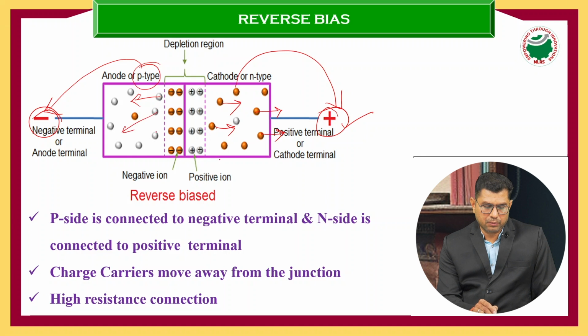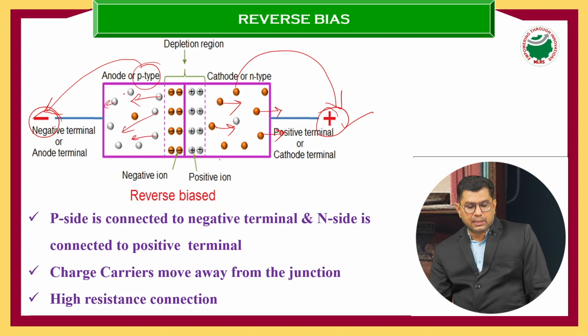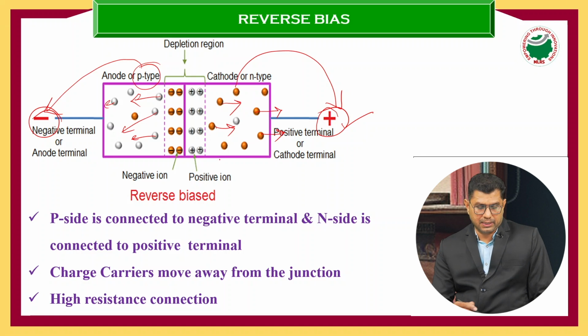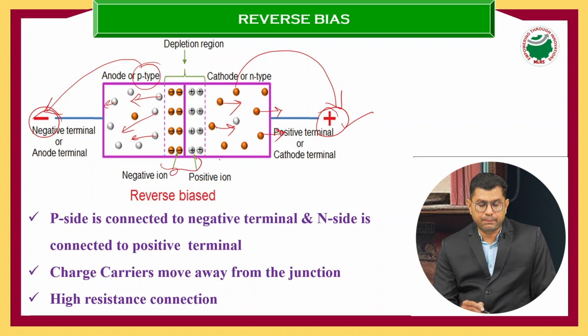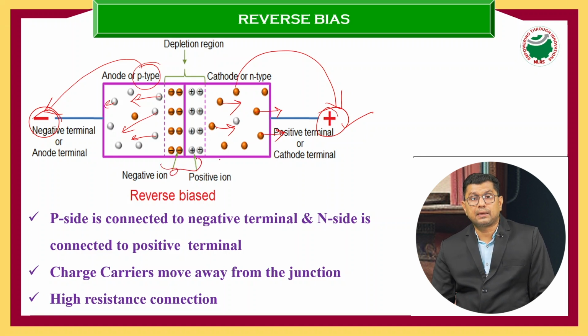That's why holes are moving towards the junction. As the charge carriers are moving away from the junction, the width of the depletion layer automatically increases. That's why this is called high resistance connection. In the forward bias, milliamperes of current will flow.